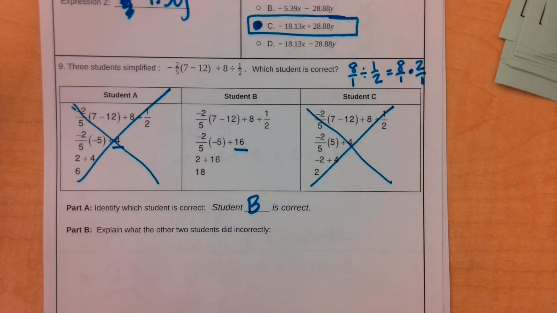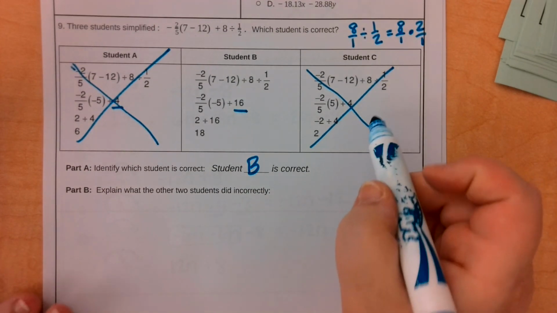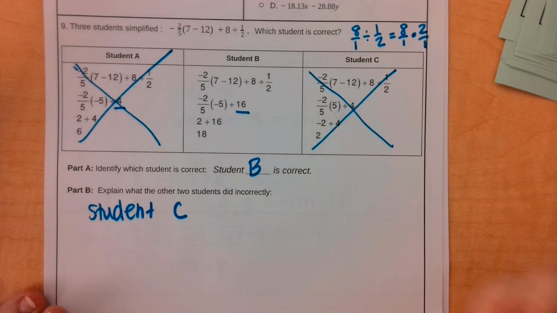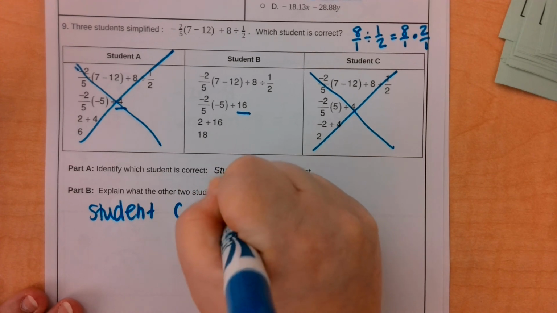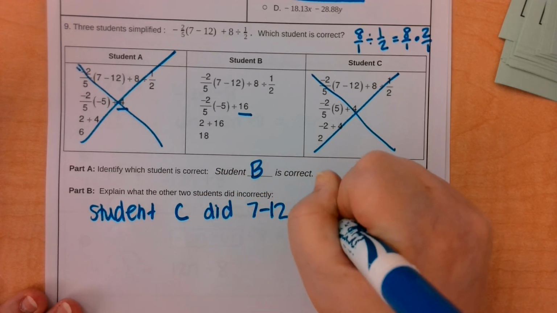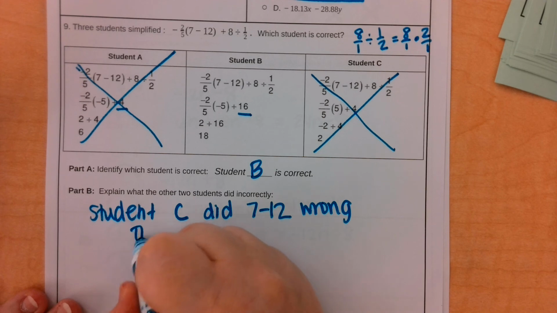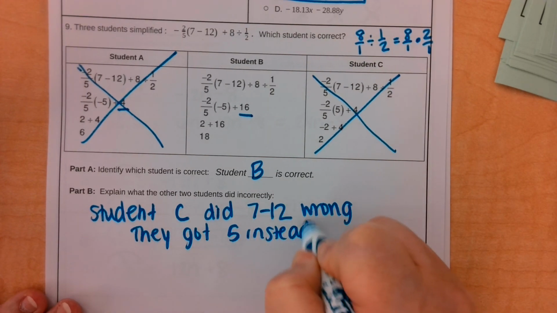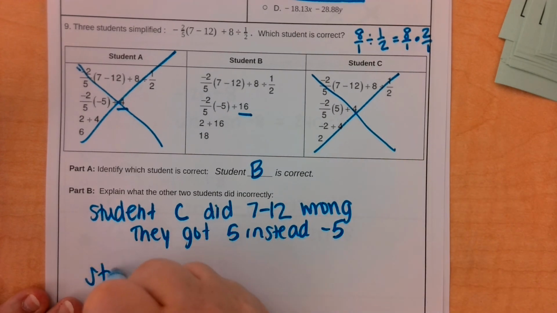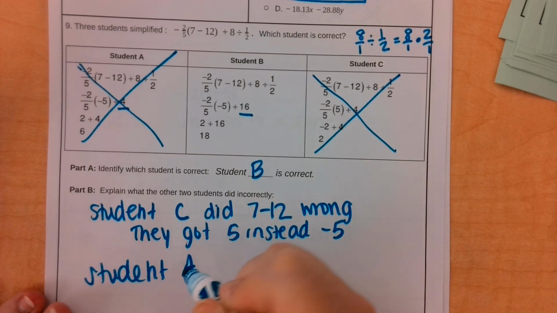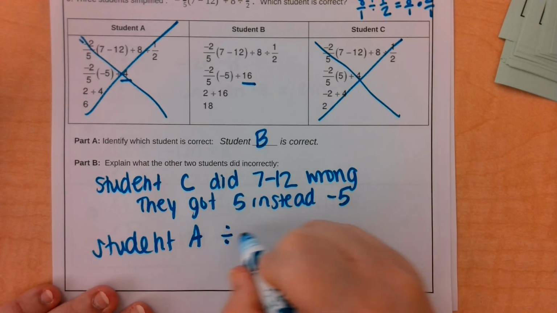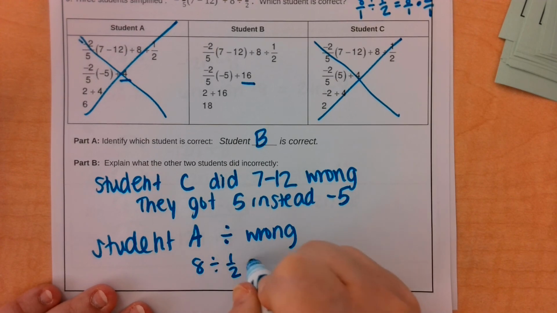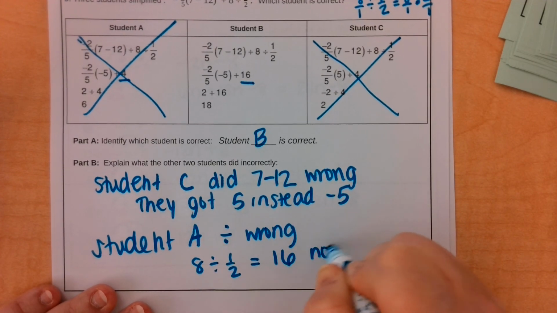What did the other two students do incorrectly? So student C did 7 minus 12 wrong. They got 5 instead of -5. Student A divided wrong. 8 divided by 1/2 equals 16, not 4.